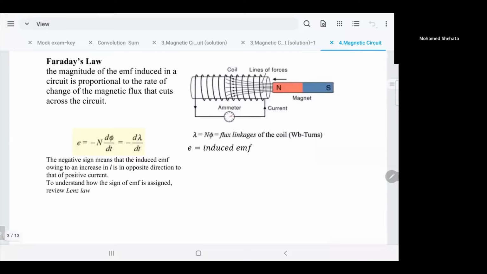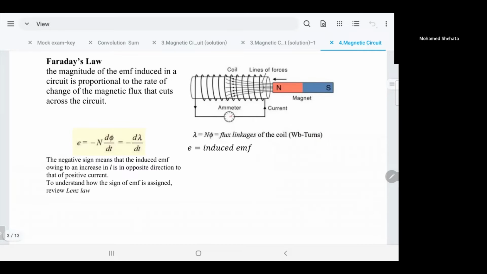You have a coil wrapped about a core or air, doesn't matter, and then you have a magnet. So what's happening if you are moving it? I just explained that a few seconds ago. So if you move the magnet forward or backward, we observe that there's an induced EMF in this coil.